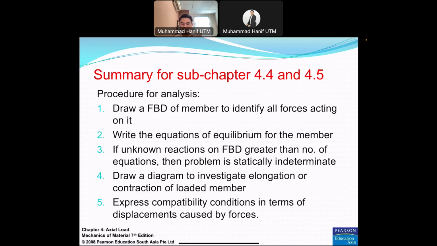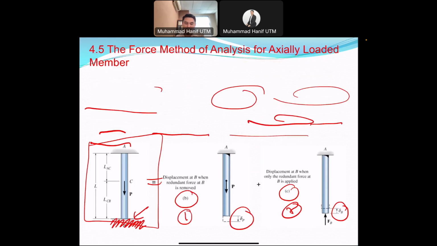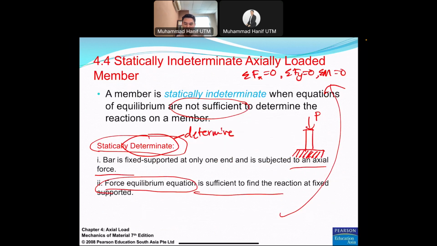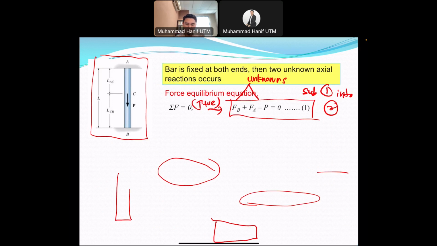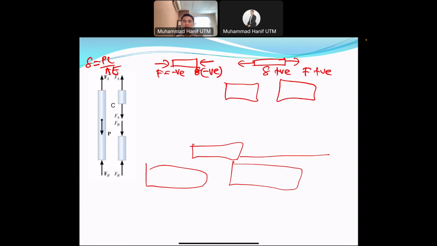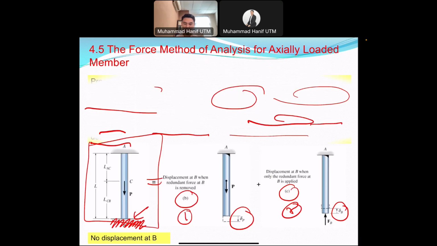This is the summary of subchapters 4.4 and 4.5. The first procedure is, of course, to draw an FBD of the member to identify all forces acting on it. As mentioned in the previous slide, the first part is to draw the overall FBD. You have the overall FBD where you have the external load and the internal load as well. Once you draw the first FBD, you only get one equation, which means that it is statically indeterminate. So this is the first step.